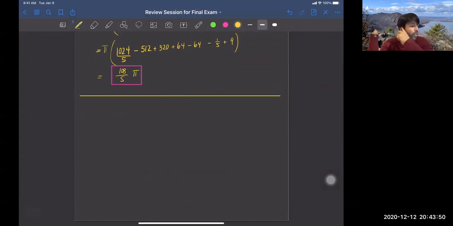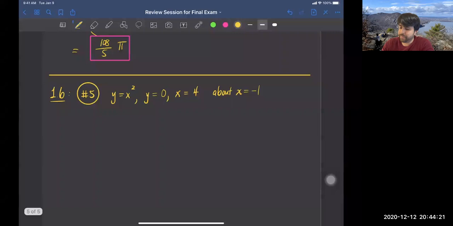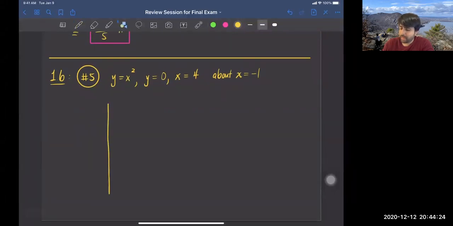So now we have, again, another washer method, but this time we have it around a different axis. So we got y equals x squared, y equals 0, x equals 4, about x equals -1. Again, like I said, setting it up is the most important thing.